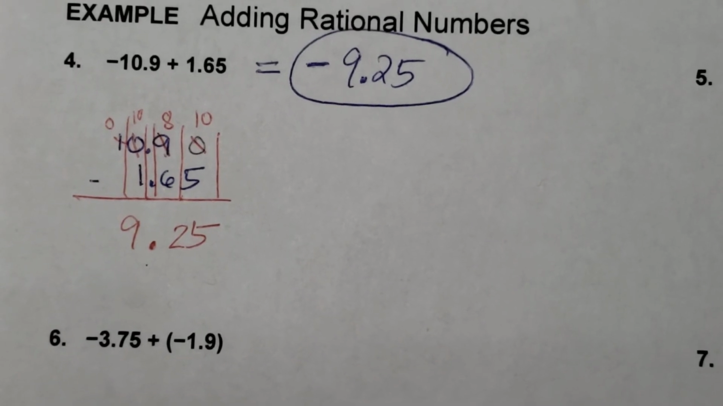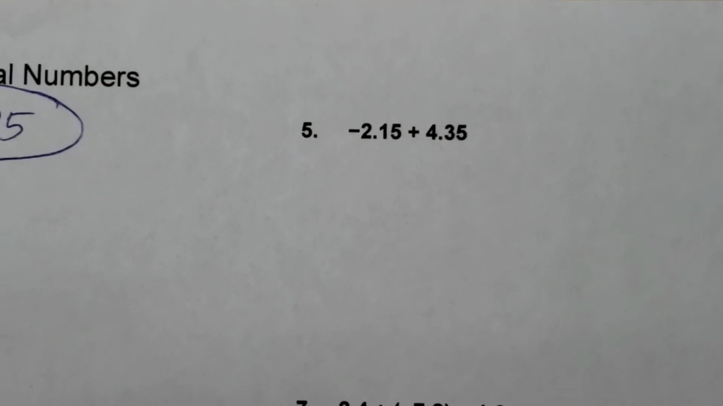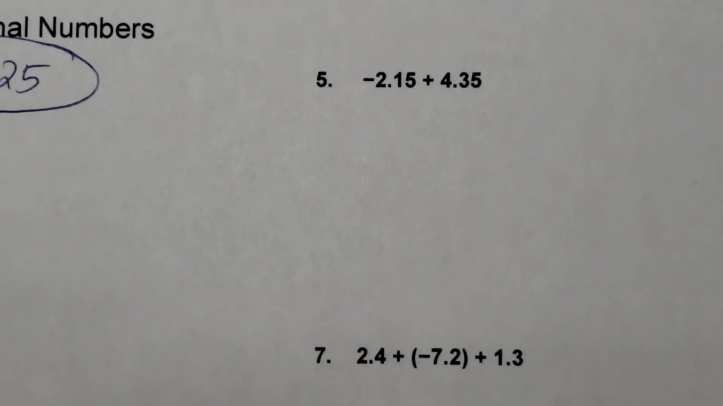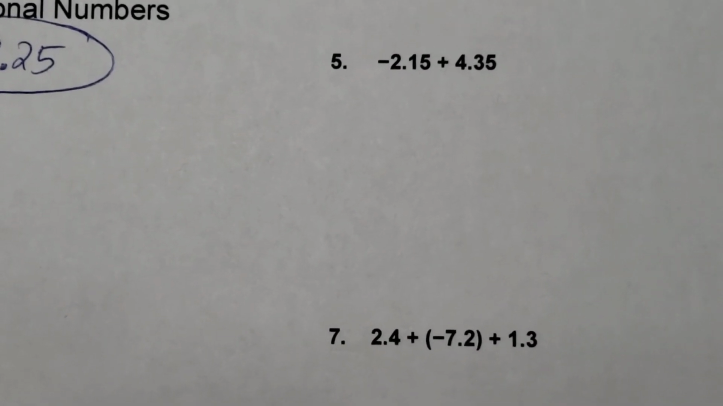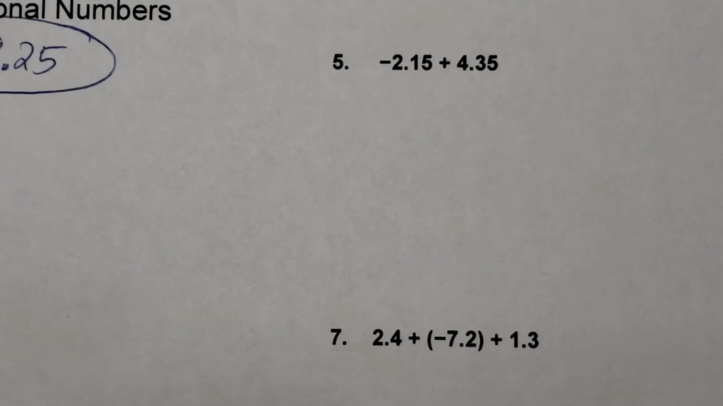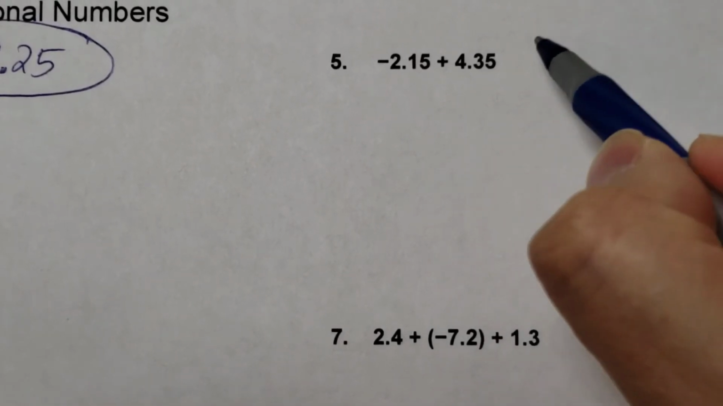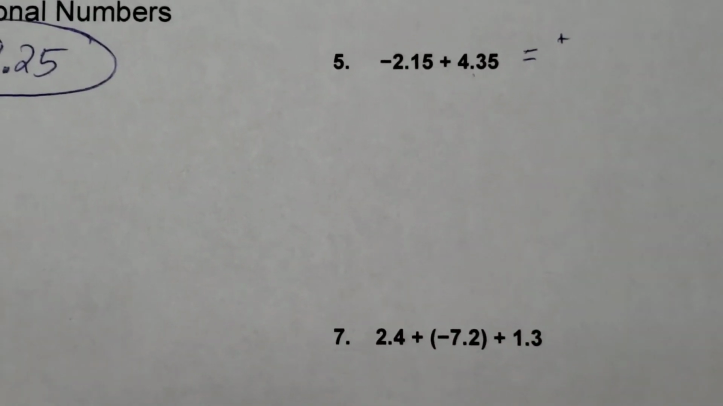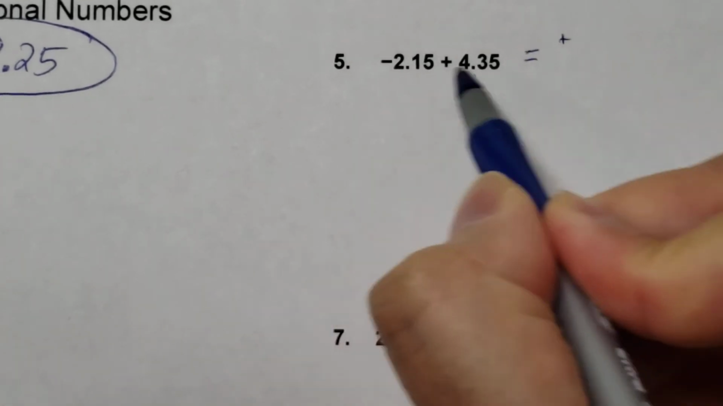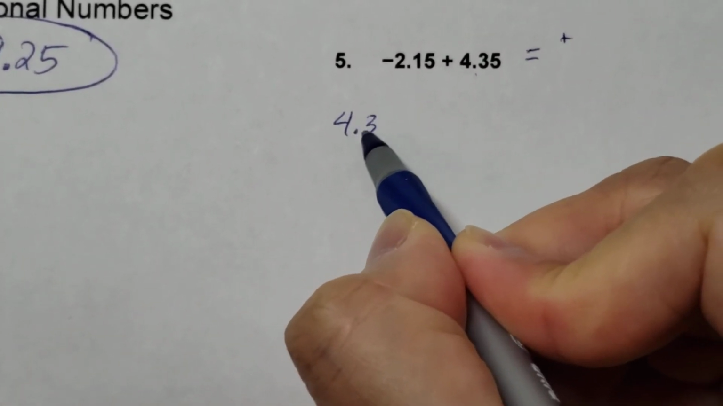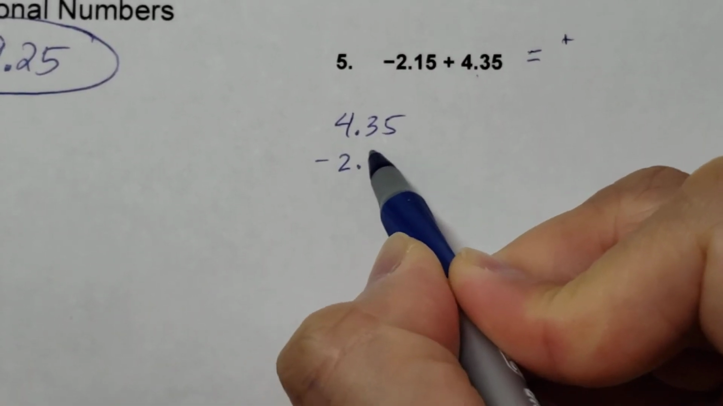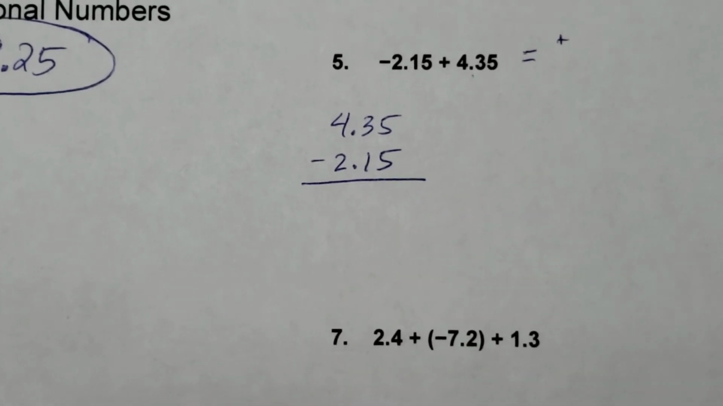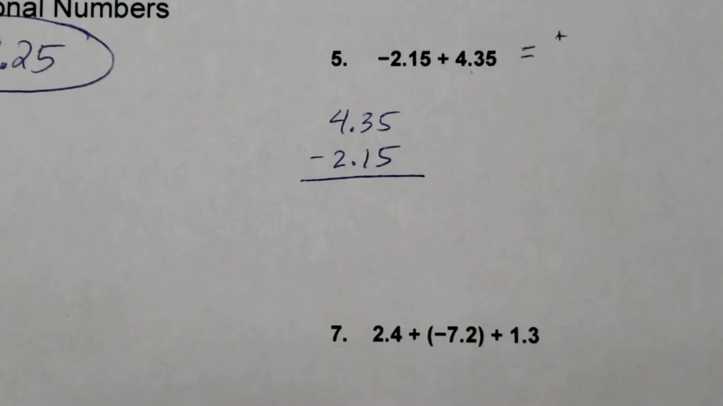Now, let's try to do number 5. We got negative 2.15 plus 4.35. So if we do this, the signs are different. So that means I need to subtract and copy the sign of the larger magnitude. And I know it is a positive, all right? So let me subtract the bigger magnitude first, 4.35, minus the smaller magnitude. Okay, now let's subtract.